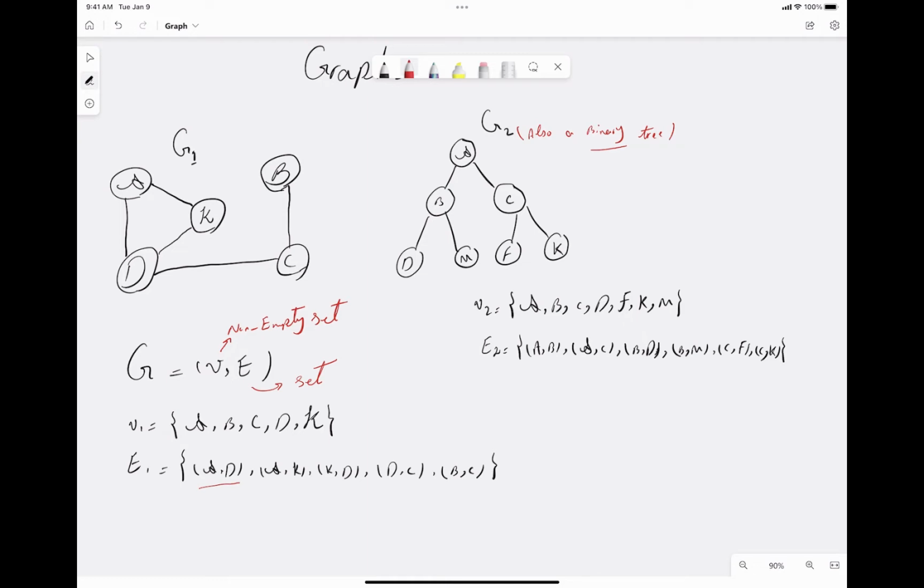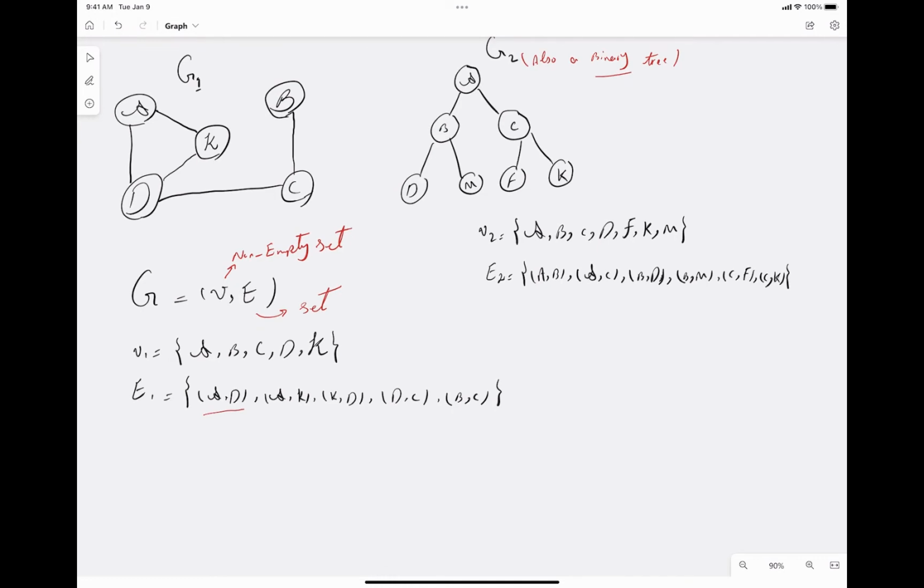Another way of representing a graph is using a matrix, so that it can be really easy to store the data of a graph. Let's see how for the graph G1 and the graph G2 we can draw the matrix, which we call the adjacency matrix. In the adjacency matrix we use the numbers 0 and 1, where 0 means there is no connection and 1 means there is a connection between the two vertices.